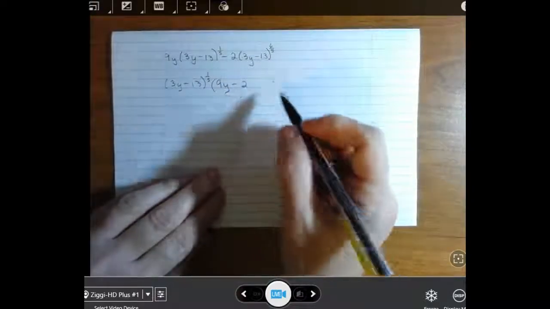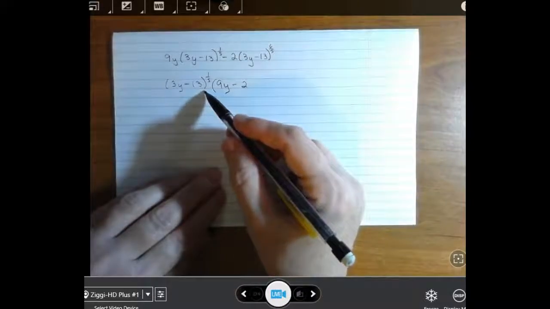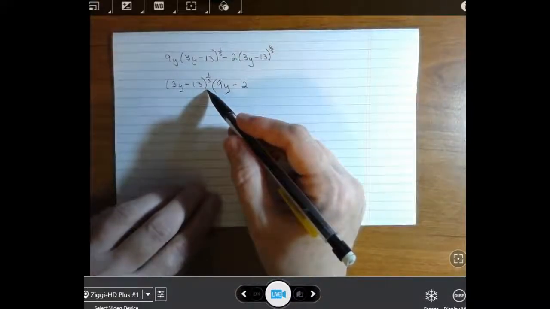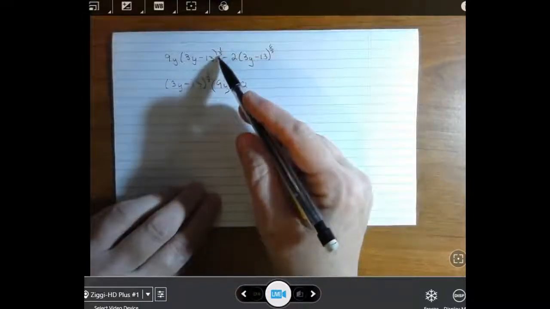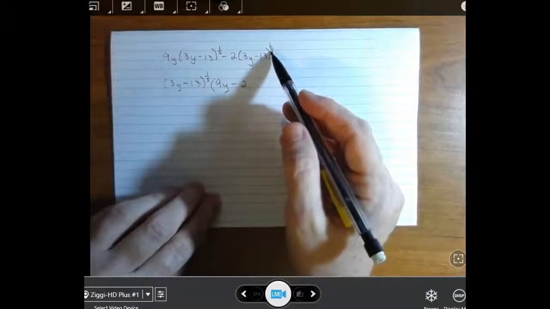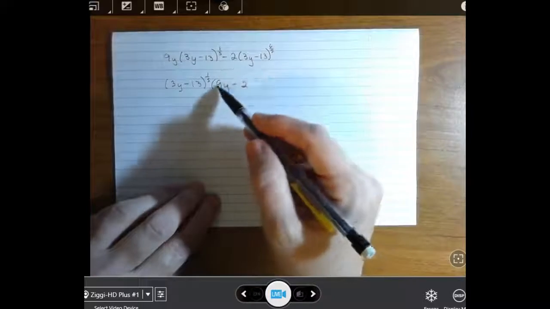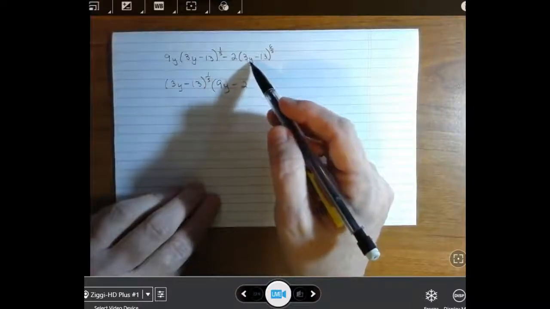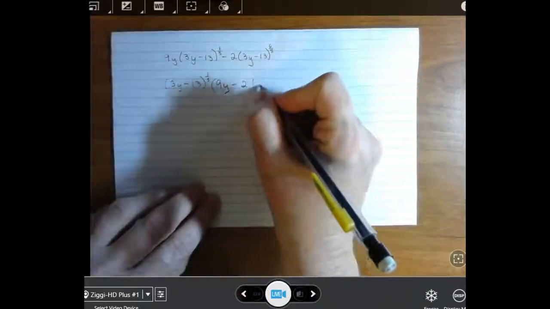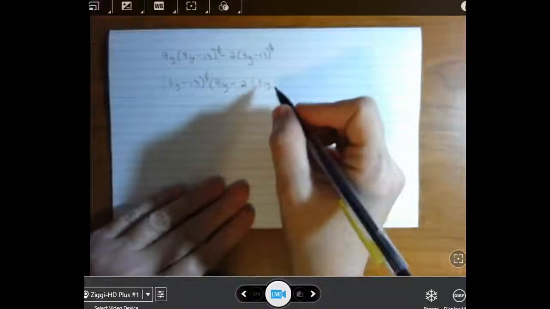But then we just need to figure out what's going to be left here when I factor out this 3y minus 13 to the 1/5 power. When we divided, right here they canceled each other out, but here when we divide, remember, you subtract your exponents. So it's going to be 6/5 minus 1/5, which is 5/5, and 5/5 is 1. So I'm left with 3y minus 13.